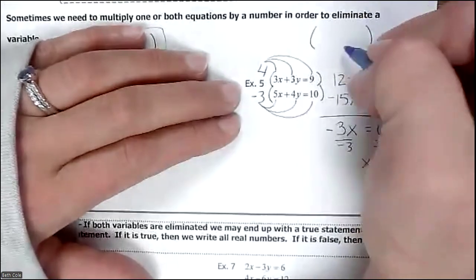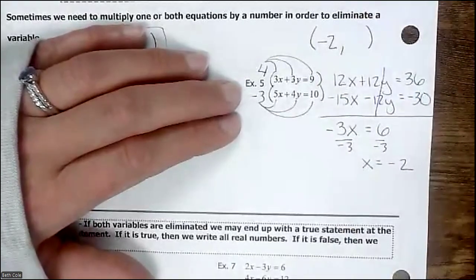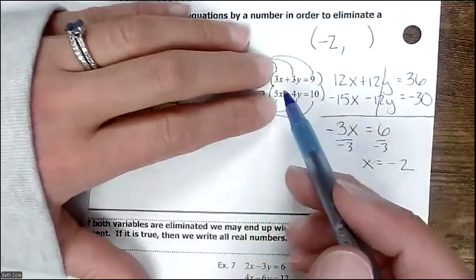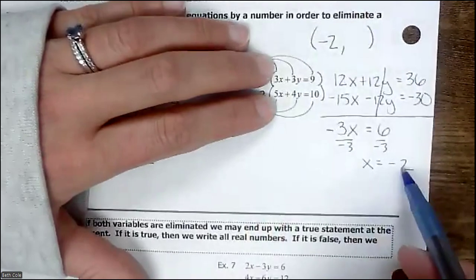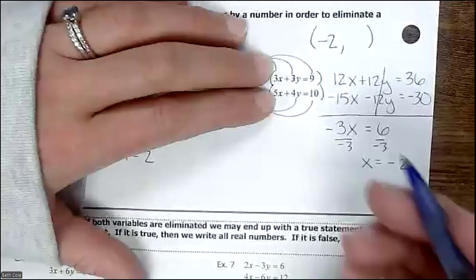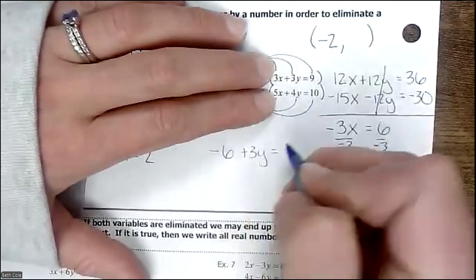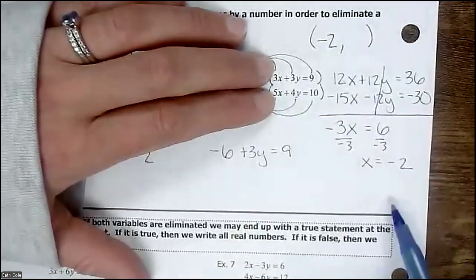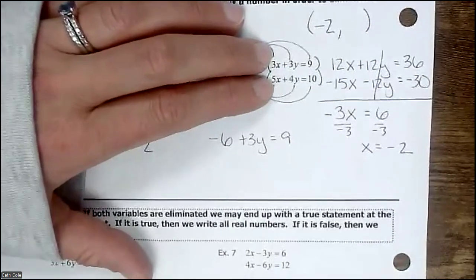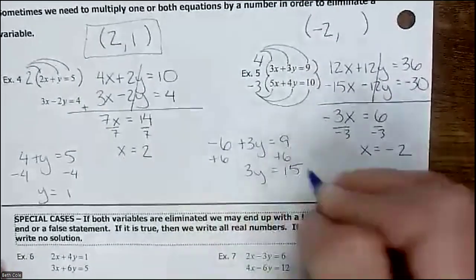-2. So where does the -2 go in your ordered pair? The first one. Again, you guys are on top of that. Very nice job. And we're going to plug -2 in for x in the first equation. I'm going to cover this up because I wouldn't use that part. If you plug in -2 for x, 3 times -2 is -6 plus 3y equals 9. You're kind of just copying the rest of the line. You're taking -2, plug it back in for x. And then you just solve that. Plus 6. 3y equals 15.